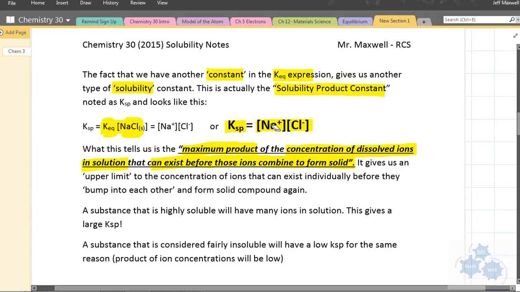So if you have a certain concentration here and a certain concentration here, and they multiply to the Ksp, this tells us how much of this and how much of this actually can be dissolved in solution. The maximum amount is the solubility product constant.